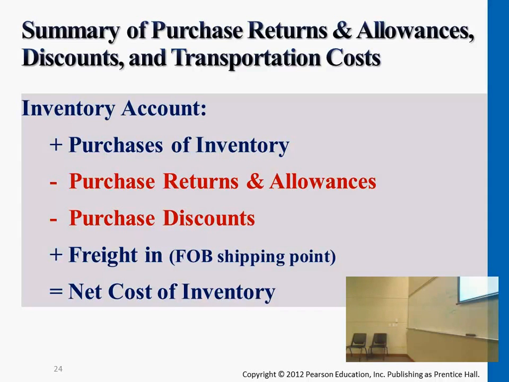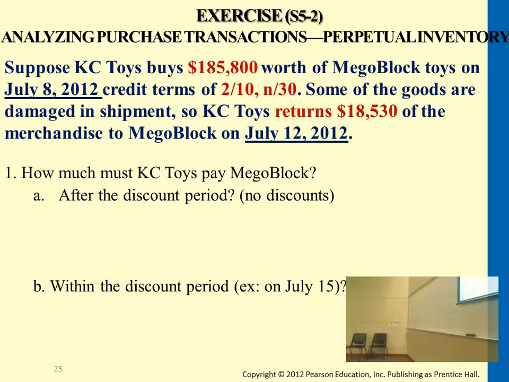Okay, let's do a quick exercise just to close this part of the lecture up. Here you're given an amount of inventory that's worth $185,800. These are toys that a company purchased from another supplier. The date of this transaction is July 8th. Credit terms are 2/10, net 30. Again, if your company is a purchaser, you need to pay within 30 days. Within 10 days, you get 2% off.